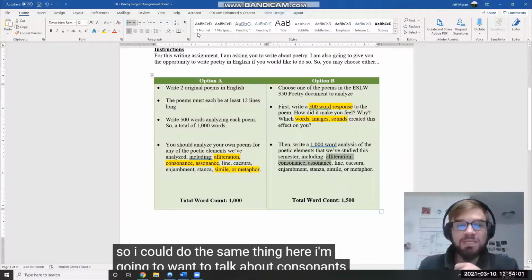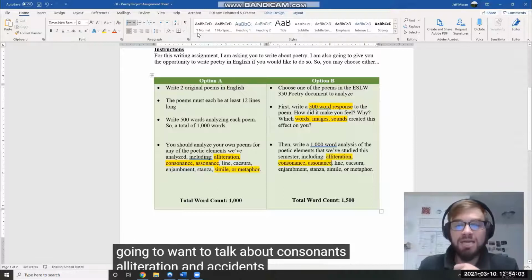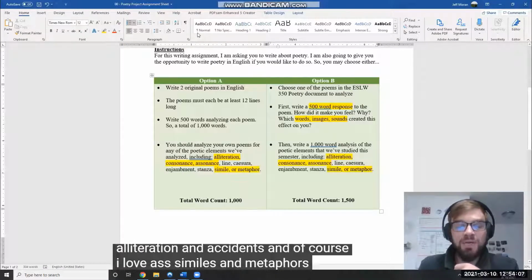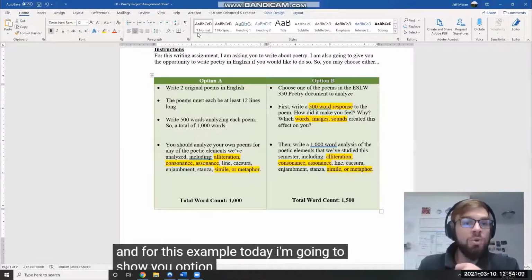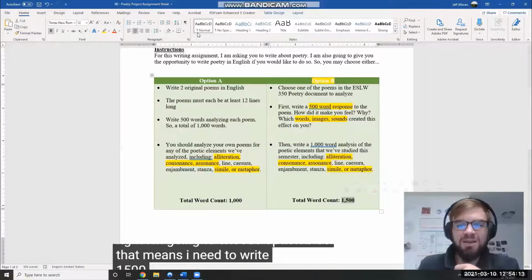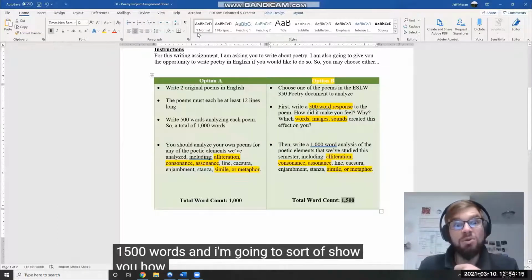I'm going to want to talk about consonants, alliteration, and assonance. And of course, I love similes and metaphors. And for this example today, I'm going to show you option B, right? I'm going to choose option B. So that means I need to write 1,500 words, and I'm going to sort of show you how I would do that.